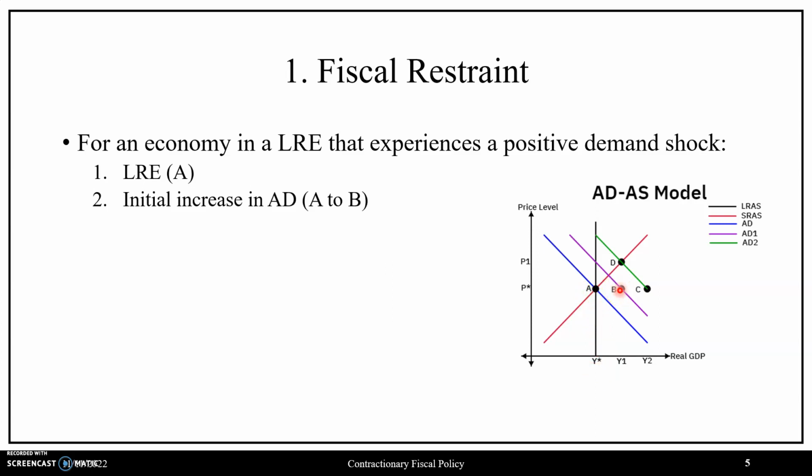kicking off a positive multiplier effect in which a secondary increase in aggregate demand occurs due to the multiplier process increasing consumption, in which AD1 goes to AD2, holding the price level fixed, where quantity demanded with respect to real GDP is now going to be at Y2, and quantity supplied is still going to be at Y star.